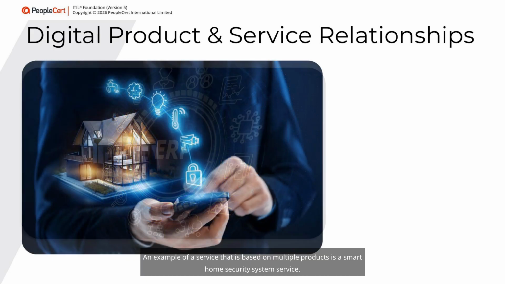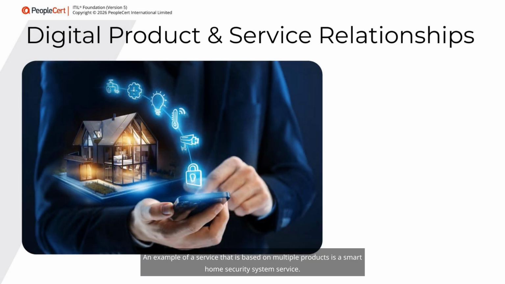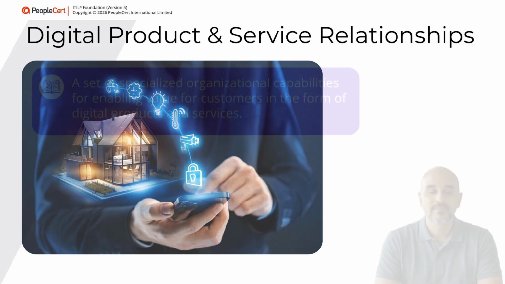An example of a service that is based on multiple products is a smart home security system service. With a smart home security system, the consumer purchases a home security service that incorporates multiple products, like cloud data storage for video footage, a mobile app subscription for real-time alerts, and a professional monitoring service. I hope these examples are helpful.